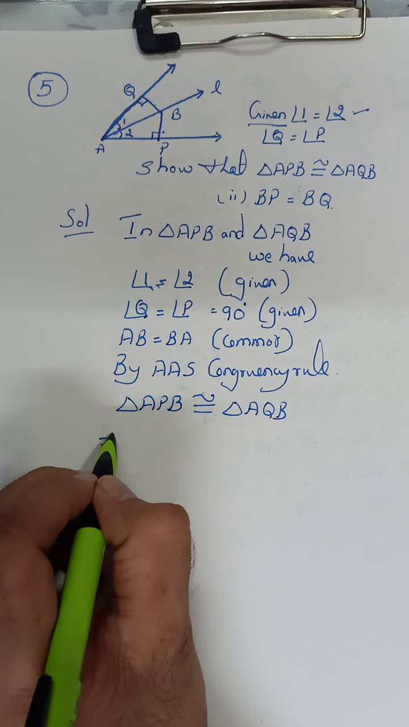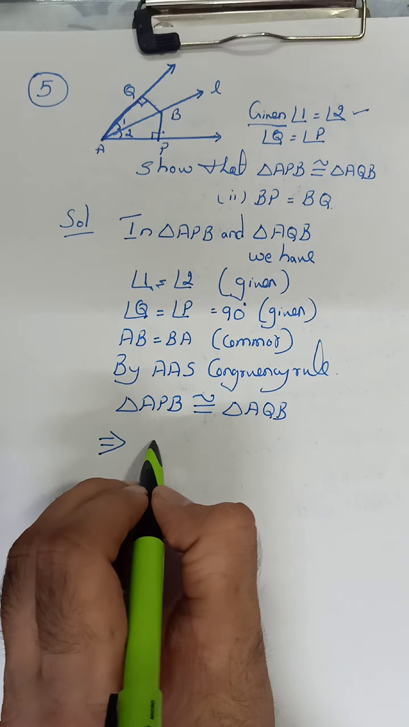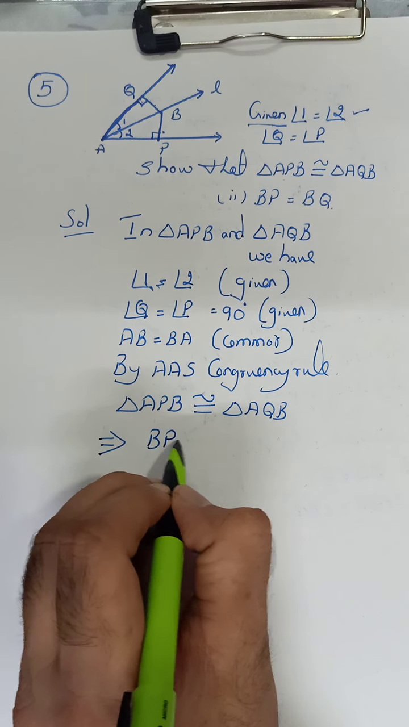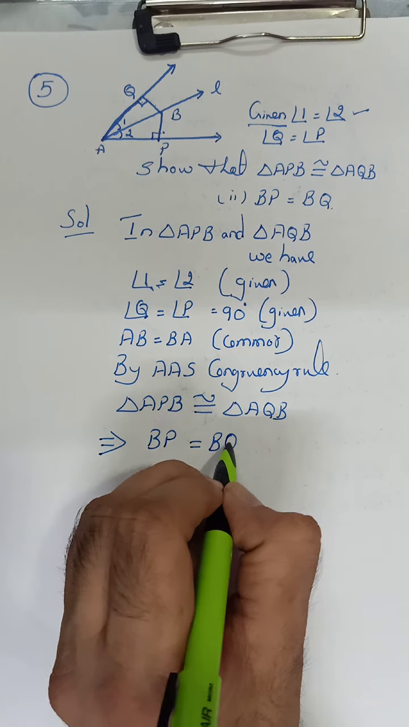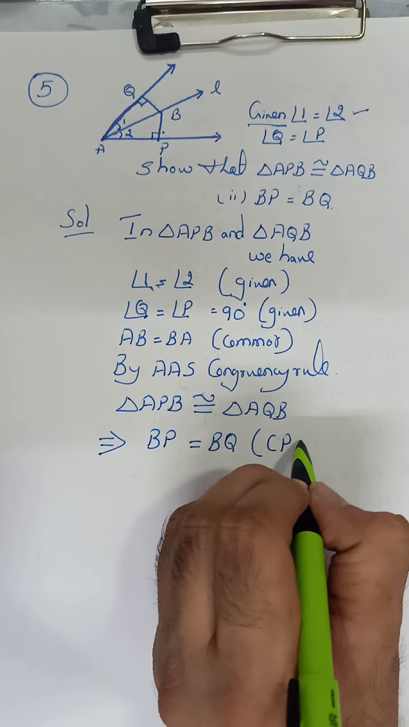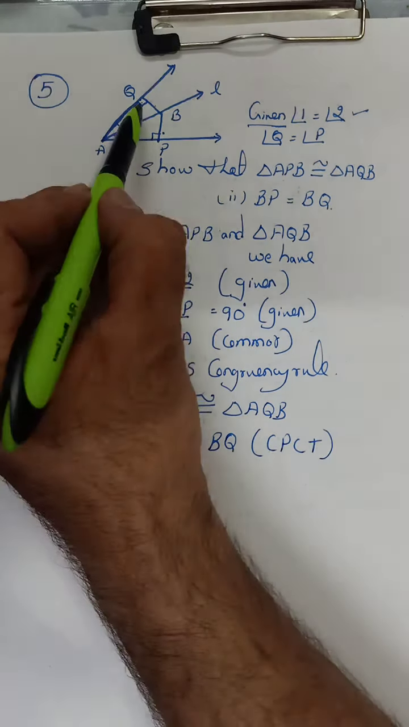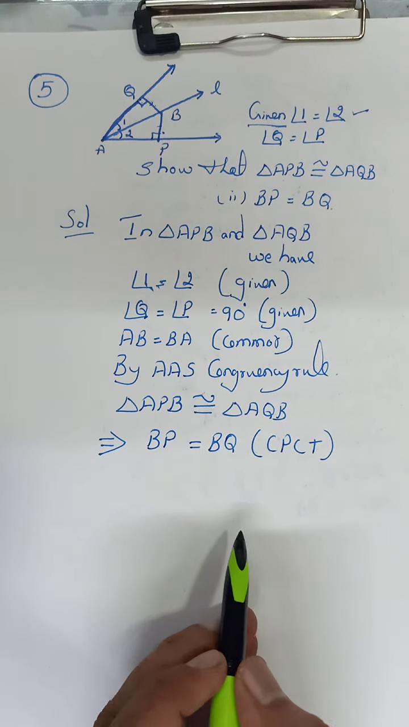अगर ये दोनों ट्राइंगल कॉन्ग्रेंट है इसका मतलब ये हो गया. सो BP is equal to BQ. दिस इज बाई CPCT. क्योंकि ये दोनों ट्राइंगल कॉन्ग्रेंट है इसका मतलब ये दो साइड्स भी इक्वल है.